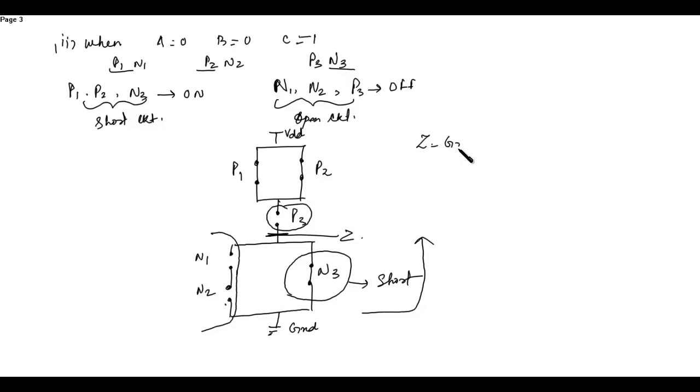So Z is either, we can say, ground or the low voltage or 0. So when A is equal to 0, B is equal to 0, C is equal to 1, then the output obtained is 0.